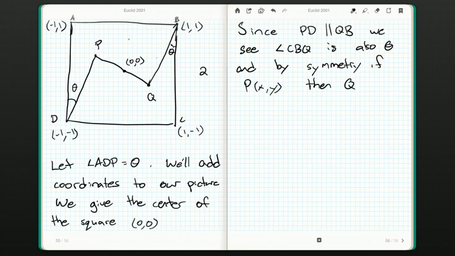Then Q is going to, so we have coordinates X, Y here. Q will have to have coordinates, well, we'll need to rotate by 180 degrees. So minus X and minus Y. Alright, let's just double check that in our heads. Yeah, that makes sense. Okay.